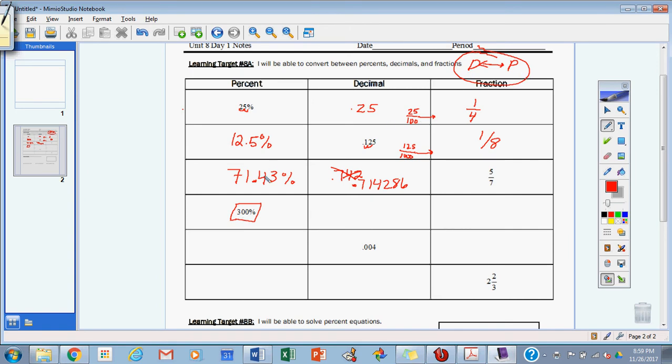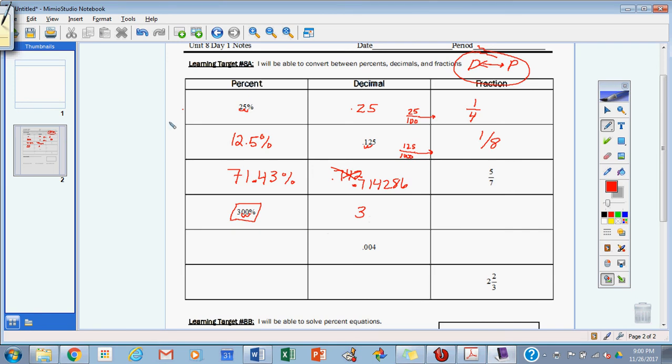I'm starting at a percent and I'm going to a decimal. So where do I move it? I move it to the left. Starting at a percent, go to a decimal, move it to the left. So where is it though? It's right here. So move it to the left 2 places, and my decimal is actually 3.